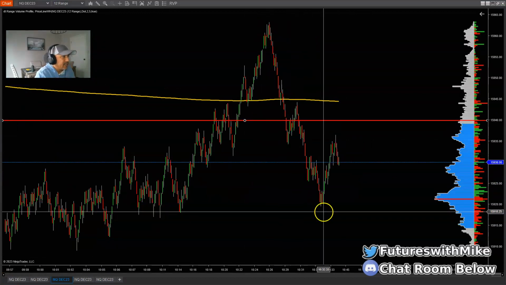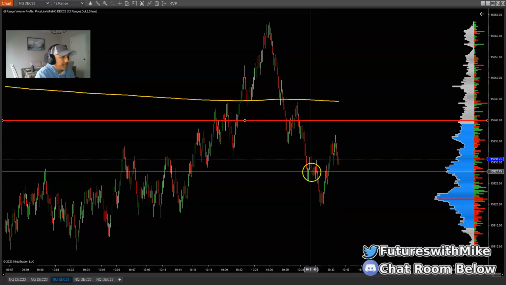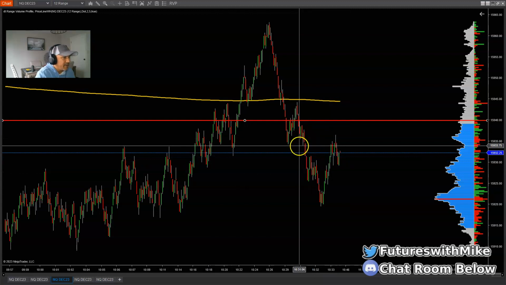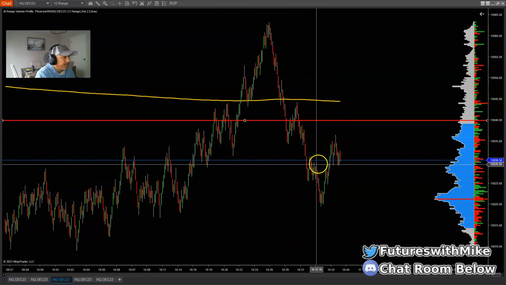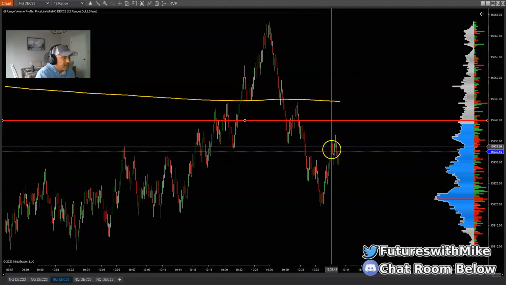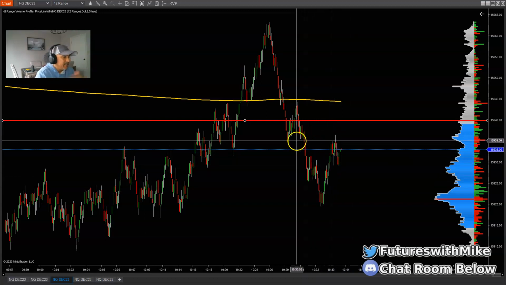Now we got this leg to the downside here on the 12 range chart, breaking a bit of structure to the upside, bumping up against this small area of supply right here. But we got support right below us. So be careful, be careful. Pay attention to price action as it is retracing and returning back to areas of supply or demand.